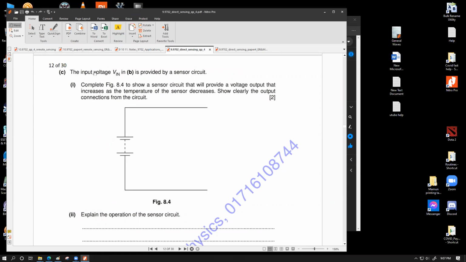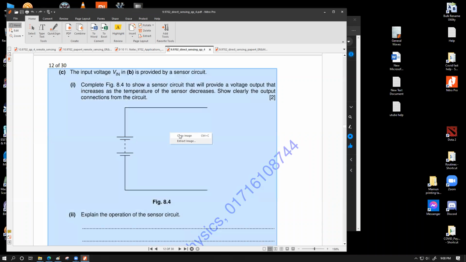My bad. The input voltage Vn is provided by a sensor circuit. Complete figure 8.4 to show the sensor circuit that will provide a voltage that increases as the temperature of the sensor increases. So let's try to understand the question first. This is a fixed supply that we have.